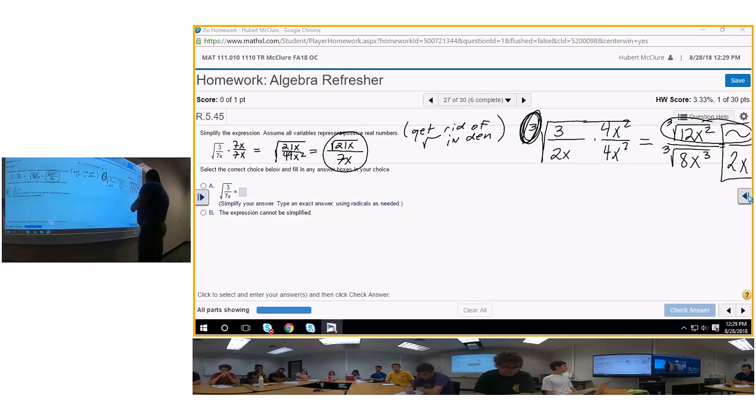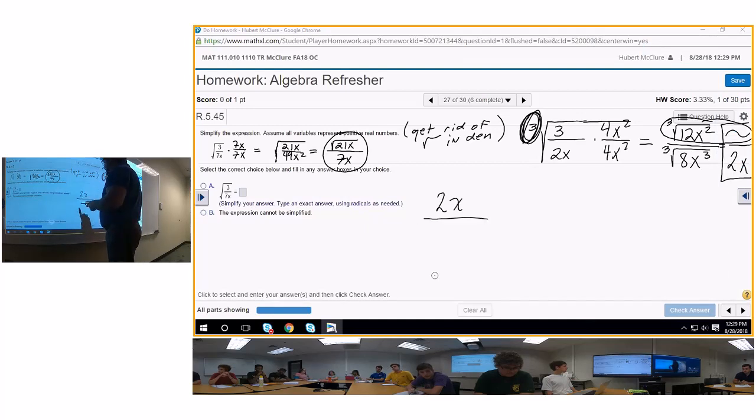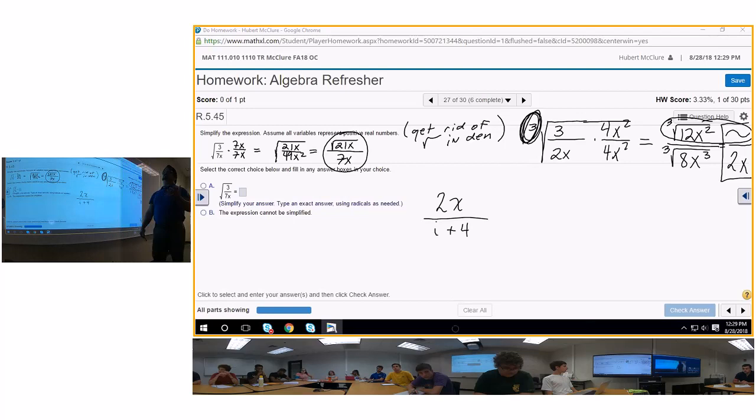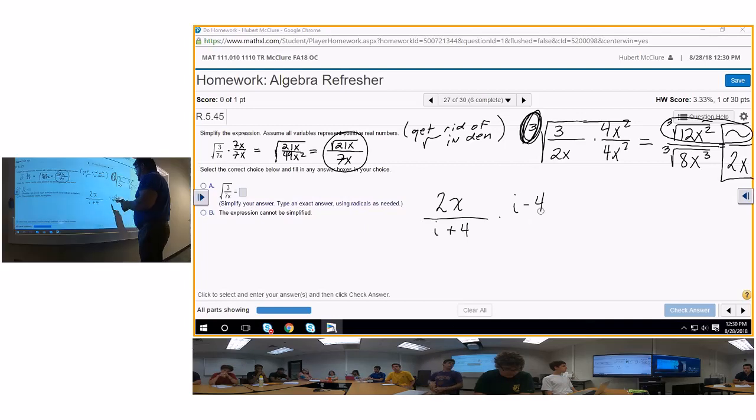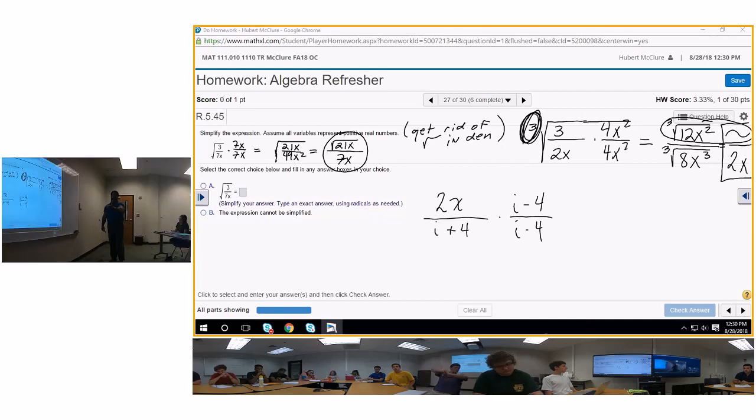Here we go. 2x over i plus 4. Well, what is i? i is a radical, right? Square root of -1, right? So you got a radical in the denominator. So we use the conjugate. What's the conjugate of i plus 4? i minus 4, and that's the conjugate. And then that's going to get rid of, you got shortcut number what on the bottom? Shortcut number 3. So that's going to give you i squared, which is -1, minus 4. -1 minus 4 is -5. So on the bottom, you're going to have -5.